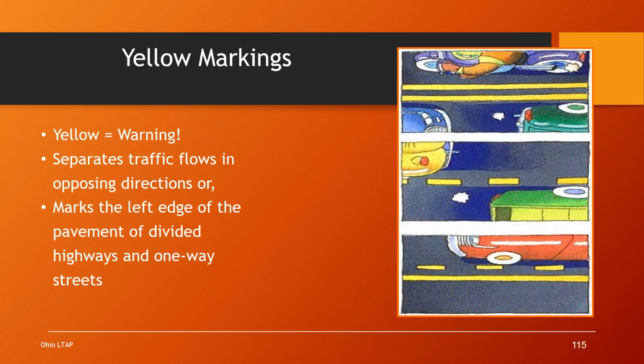Then we have our yellow markings, and just like the signs, yellow means warning. This is what we use to separate traffic flowing in opposing directions, or marks the left edge of the pavement of a divided highway and one-way streets. As you can see in the pictures there on the right, the different ways to use the yellow pavement markings.